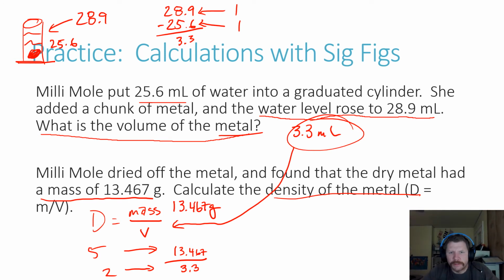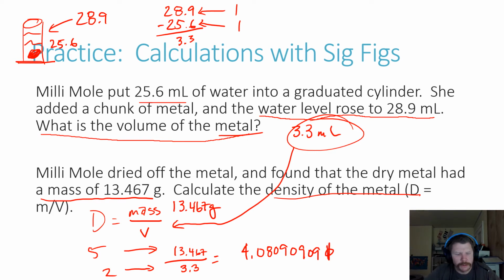So I'll plug this in, and what I always like to do is solve the problem and then round. So 13.467 divided by 3.3. And I get an answer that is 4.080909091. Okay.